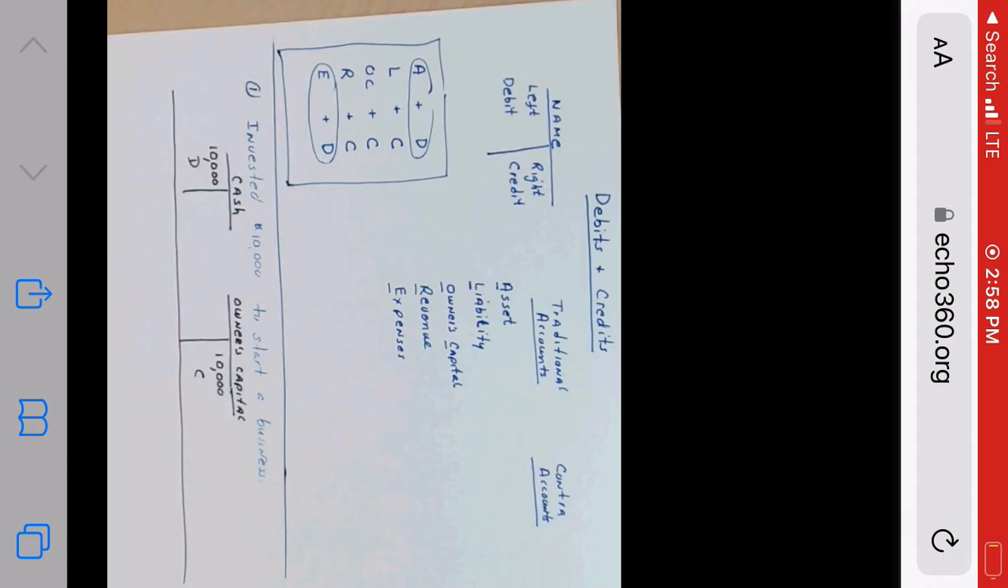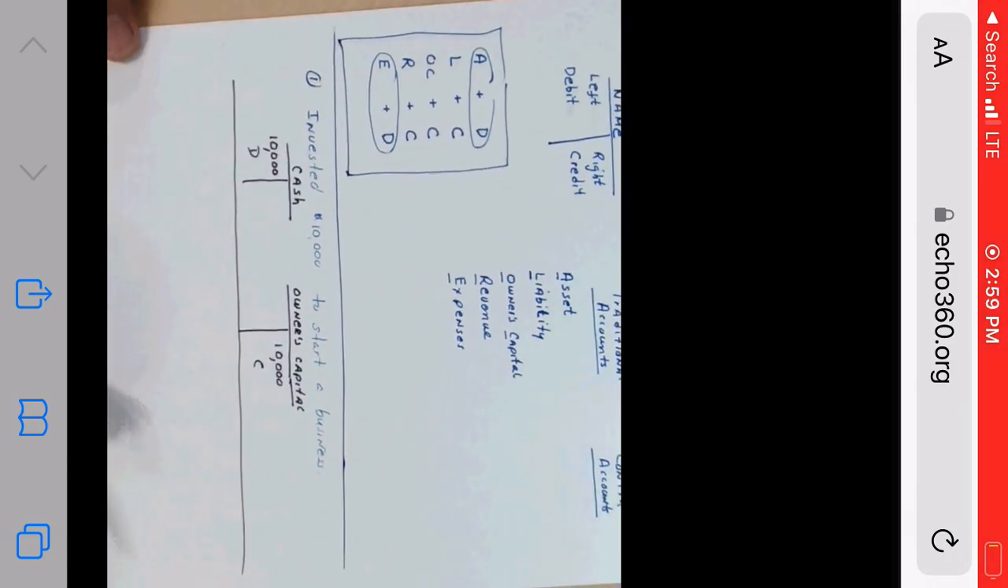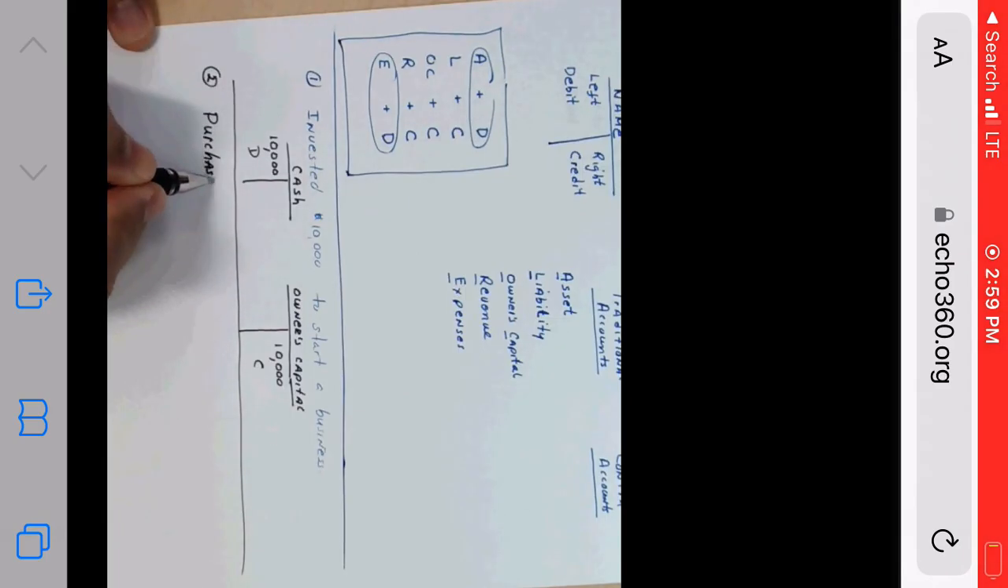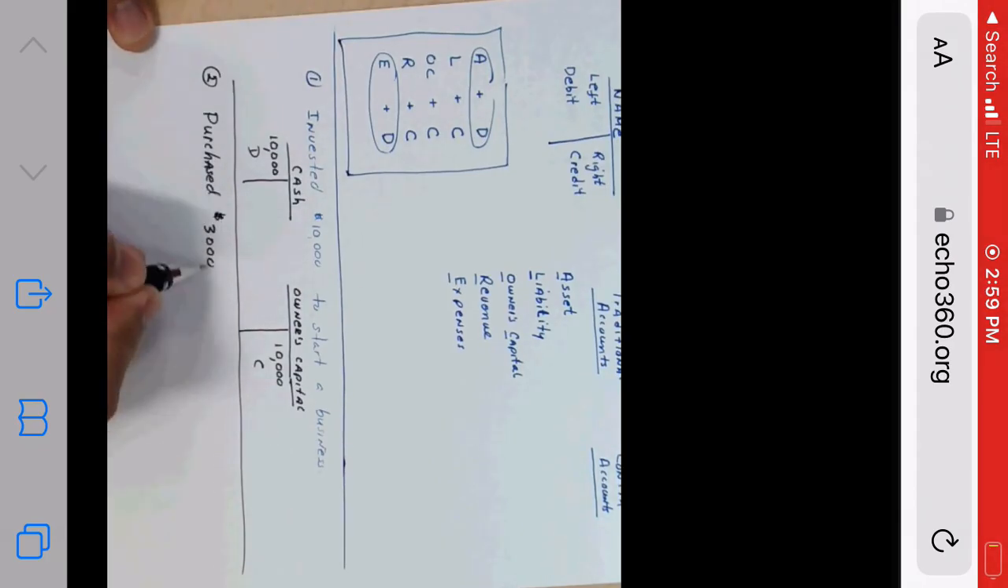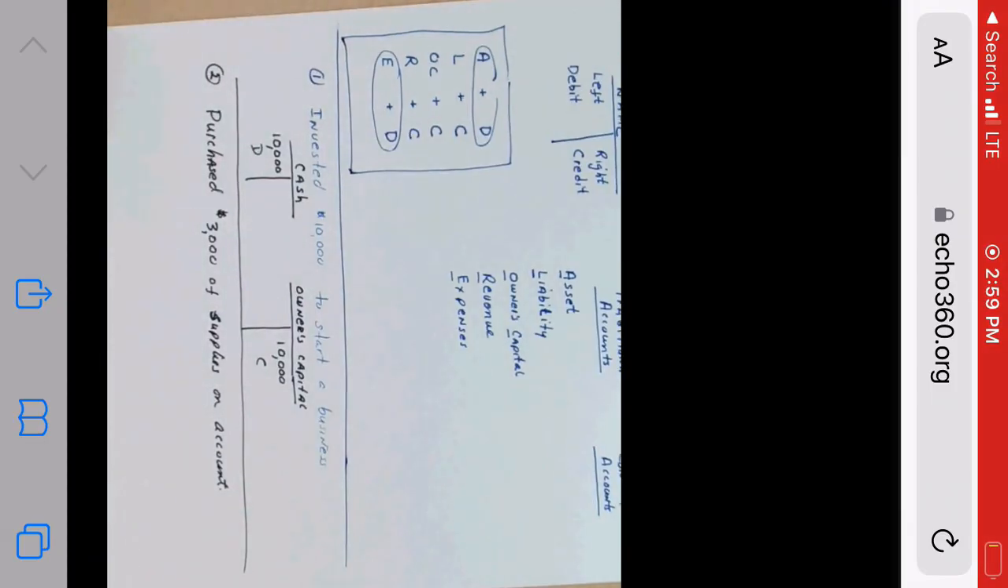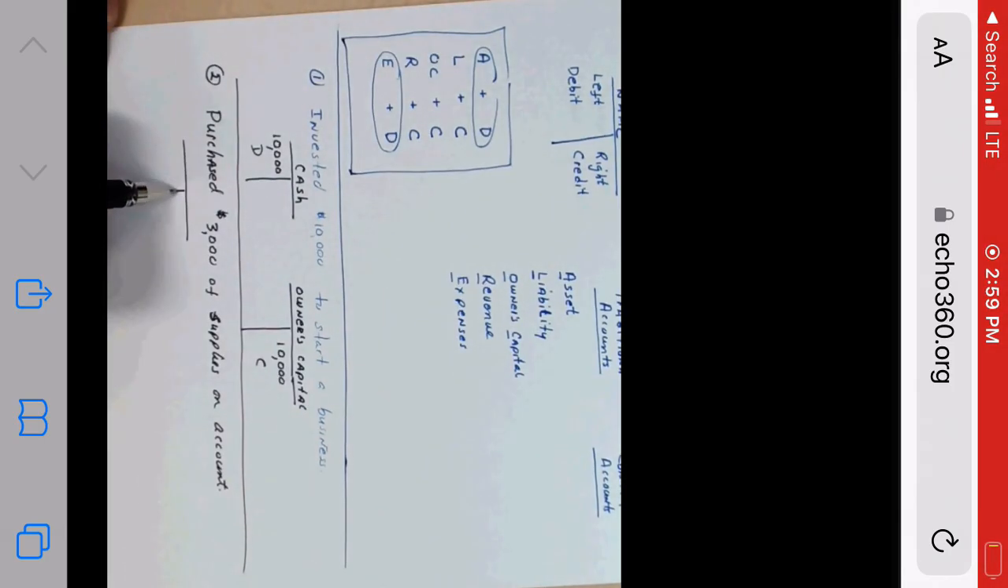Okay, let's look at another transaction. Let's look at transaction number 2. And in transaction number 2, let's say we purchased $3,000 of supplies on account. All right? First thing is, determine what accounts are going to be affected. In this case, since we're buying supplies, we know one account is going to be the supplies account.